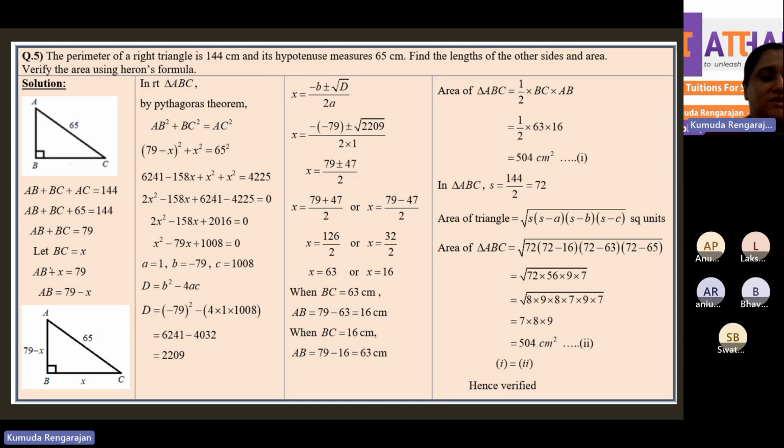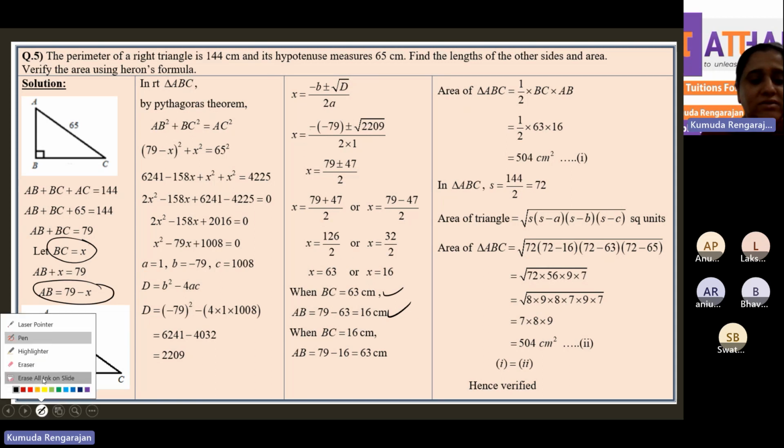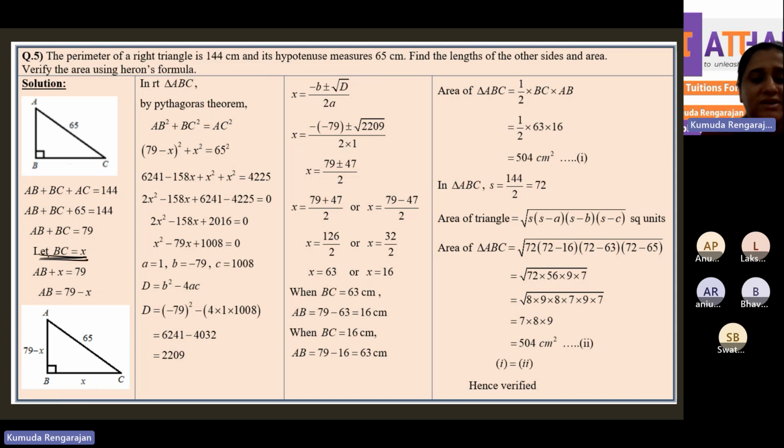Now when x is 63, what is AB? 79 minus 63, 16. Or see, who's x actually? One minute. Who's x? AB, no? Sorry, BC is x. So x means BC is 63, or BC is 16, correct? BC is 63 or BC is 16. So when BC is 63, what is AB? And when BC is 16, what is AB?